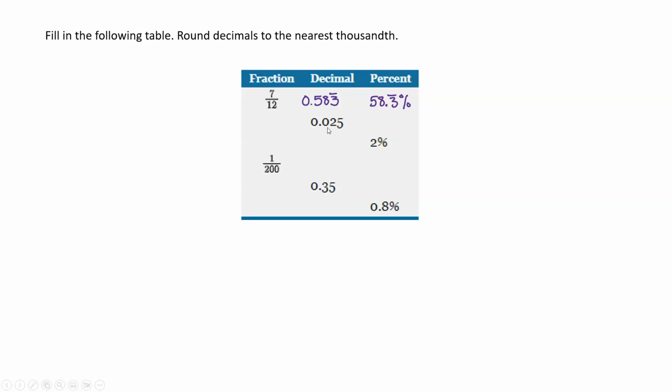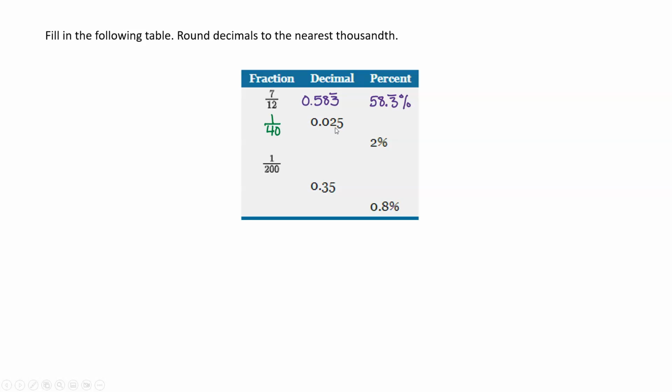For here, you're given the decimal. Now this is 0.025, so you have 25 thousandths because it ends up in the third position. So you would do 25 over 1,000. And with fractions, you always want to simplify into lowest terms. Both of these are divisible by 25, so this would simplify into 1 over 40.